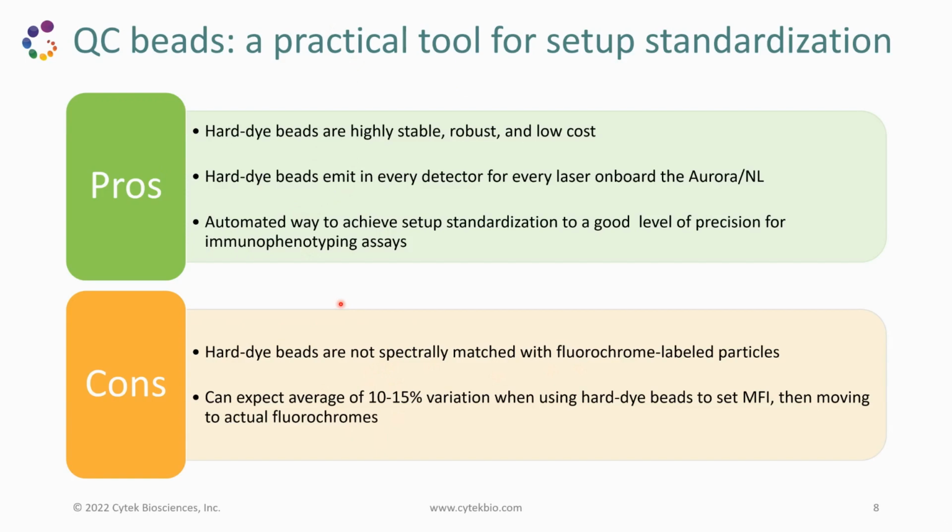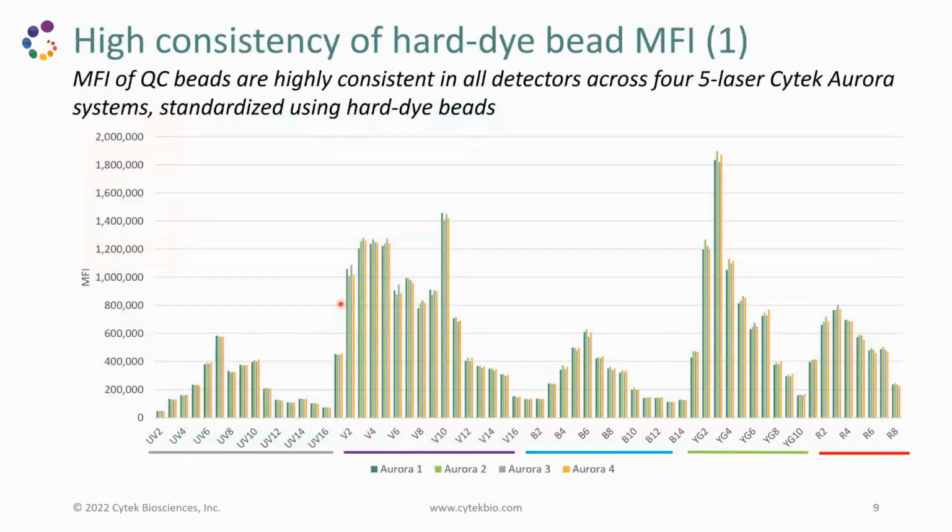consistent setup across instruments. So let's look at the data and see if what I'm saying is true. This is data from 4 instruments, 5 laser Auroras, where we collect the QC beads at Cytek assay settings, and we are looking in the y-axis at MFI, the x-axis are the different detectors, and you're going to see that there is a very high level of consistency in the MFI across detectors, across the 4 instruments.